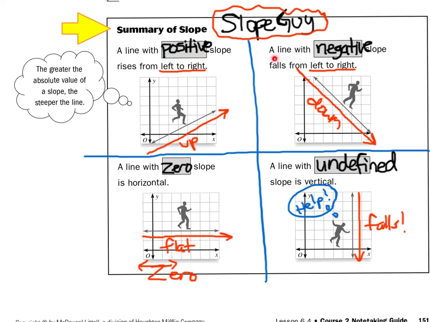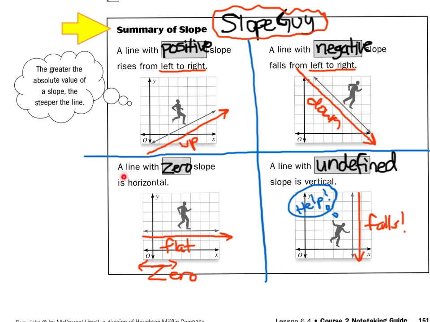Now, a line with a negative slope falls from the left to right. So let's say slope guy was right here and then he skied down the mountain, okay? So he's going down, down, down, skiing. So that would be a negative slope. That means your fraction answer that you get would be negative because the line is going down.